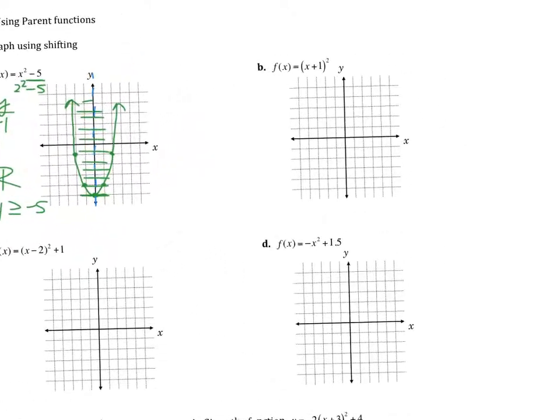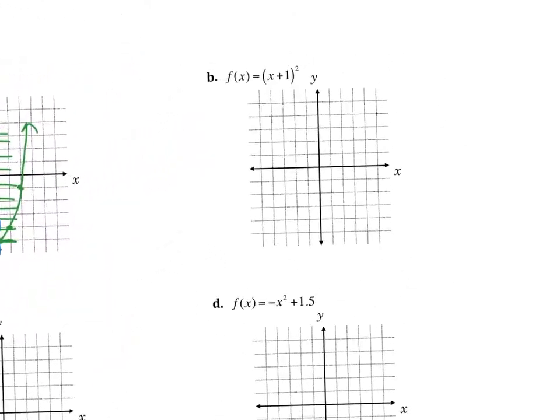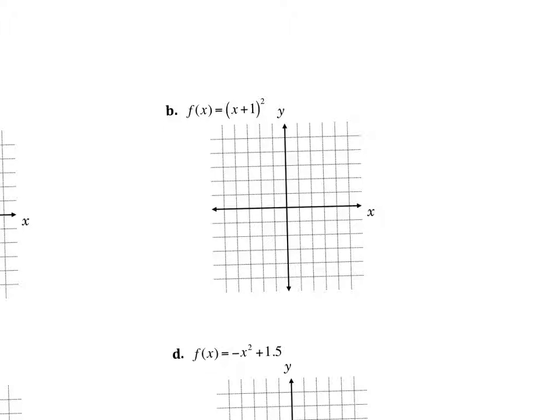Okay, let's do the next one. Oh, I already messed up. Where is this graph going? So notice it's inside. So left or right or up and down? It's going left or right. It's +1. This is opposite. So it's going to the left. It's going to the left one. So you're taking your parent function and you're going left one.